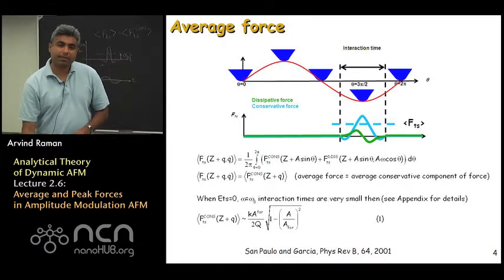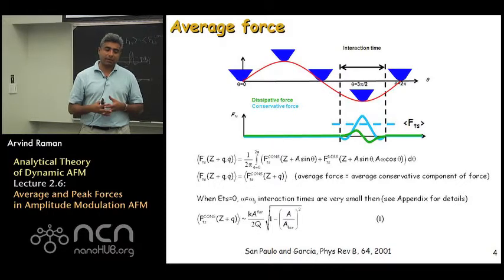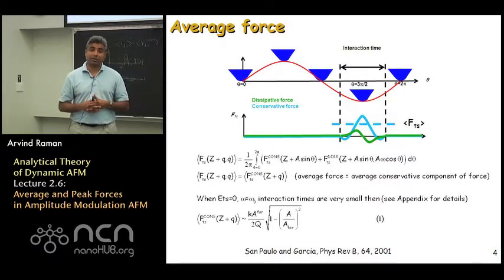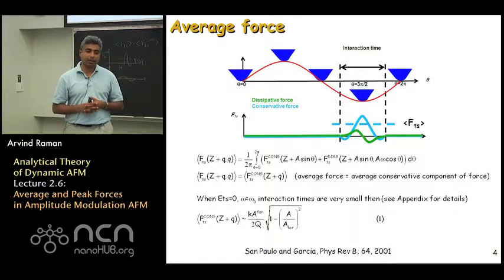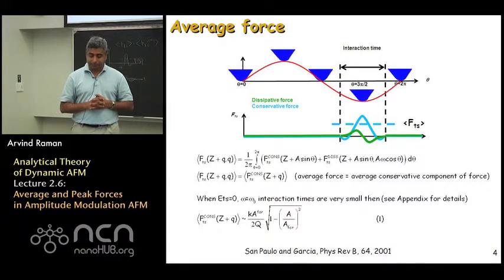Now, in the appendix, I have derived an approximation of this average force based on an article by San Paulo and Garcia, which makes a couple of assumptions. One, it assumes that the tip sample dissipation is negligible, and it assumes that the contact time, the time during which the tip interacts with the sample, is very small in comparison to the overall oscillation time. These conditions are relatively common when one deals with very high set points, gentle imaging conditions, and relatively moderate to hard samples. Under those conditions, this approximation would be a reasonable estimate.